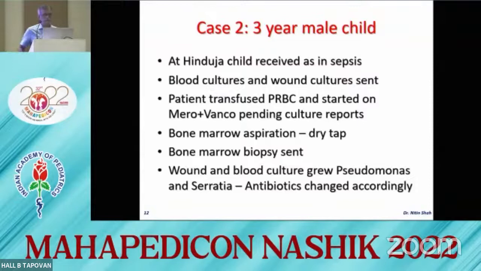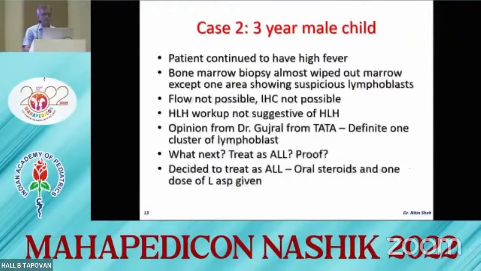His bone marrow aspiration showed a dry tap. There was nothing, not a drop of blood would come, like you are trying to hit a wall. A bone marrow biopsy was done. It is very difficult to do a biopsy in such a sick child. I mean, it's not an easy job. The wound and the blood culture grew Pseudomonas and Serratia. Now, Serratia is something which you grow only in an immune compromised host. So obviously, this child was very sick and immune compromised. So the antibiotics were changed according to the culture sensitivity, and the patient continued to have high fever.